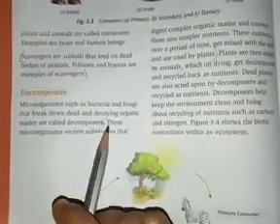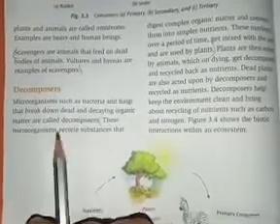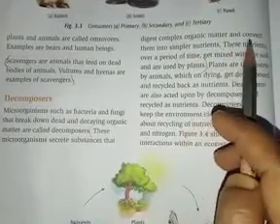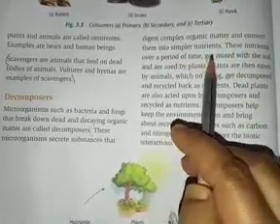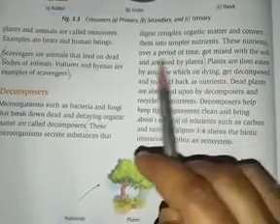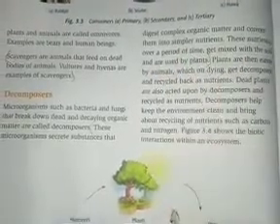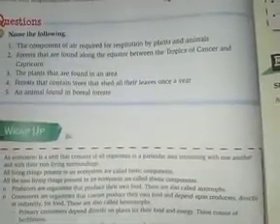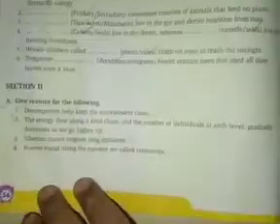Decomposers, third line. These microorganisms secrete substances that digest complex organic matter and convert them into simpler nutrients. These nutrients over a period of time get mixed with the soil and are used by plants. Thus, decomposers help keep the environment clean and bring about recycling of the nutrients.